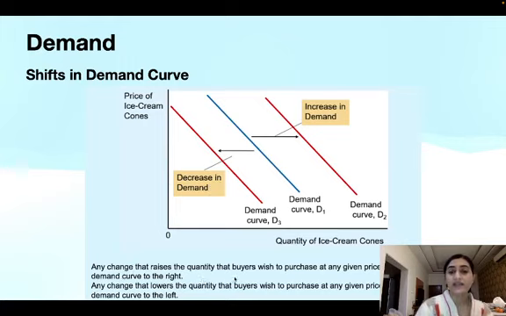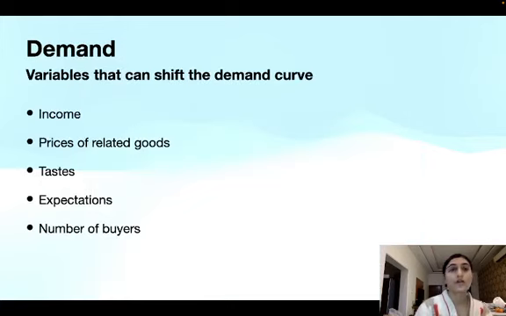Any change that raises the quantity that buyers are willing to purchase at a given price shifts the demand curve to the right, and that is called an increase in demand. Any change that lowers the quantity that buyers wish to purchase at any given price shifts the demand curve to the left. Now, what are these variables that could shift the demand curve? There are many reasons. One is income, then price of related goods, tastes, preferences, expectations, and number of buyers.